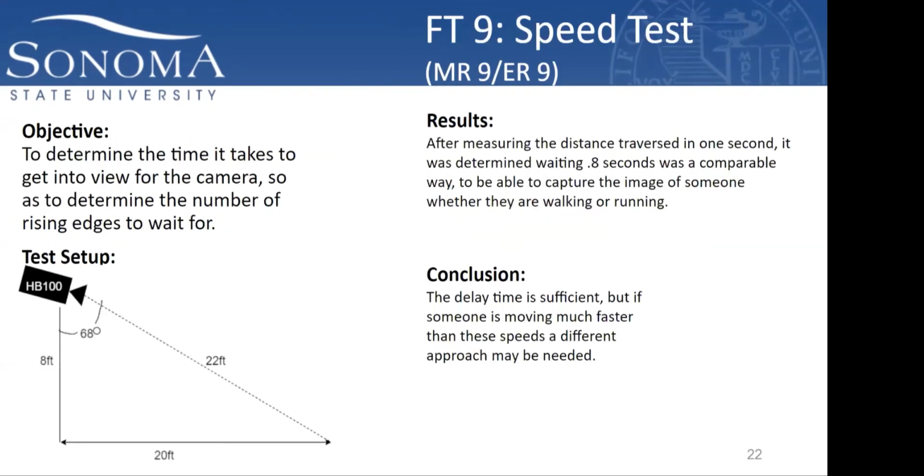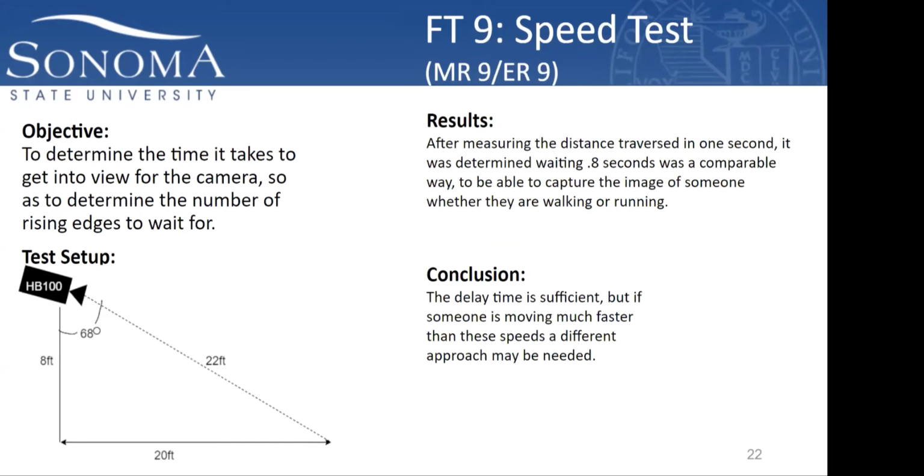Here's our speed test. We wanted to determine the time it takes to get into view of the camera to determine the number of rising edges to wait for so we don't take a picture too late or too prematurely. For this, we had a similar setup to the last test with the sensor set up 8 feet from the ground, and we walked and we ran and tried to determine the time it took for us to get in the proper view for the camera and for the sensor to detect us a number of times.